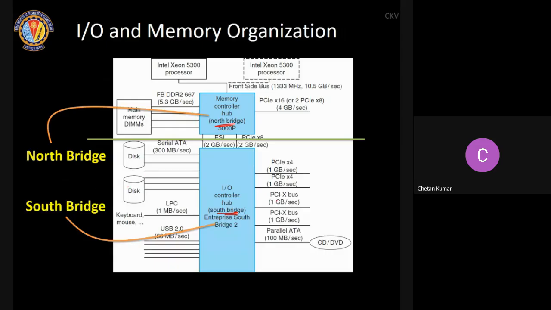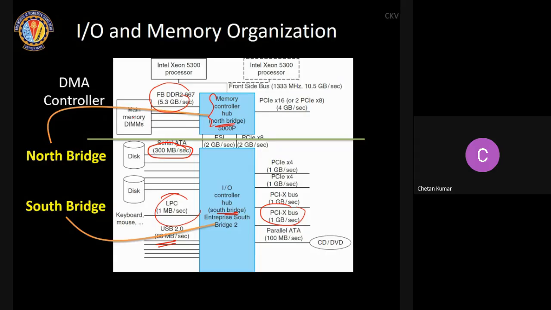Here you see that the speeds are very much different. You have SATA, which has a speed of 300 MB per second, then PCI, which is 1 GB per second, and then a parallel USB, which is 60 MB per second. So different speeds are supported here. These are much slower when you compare them with these, which are much faster. Here you deal with gigabytes per second kind of speeds.